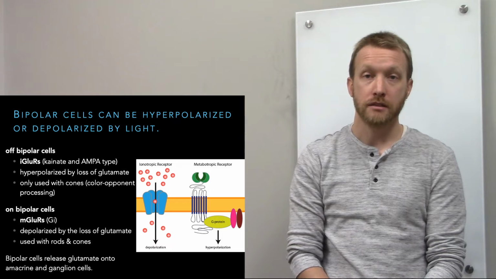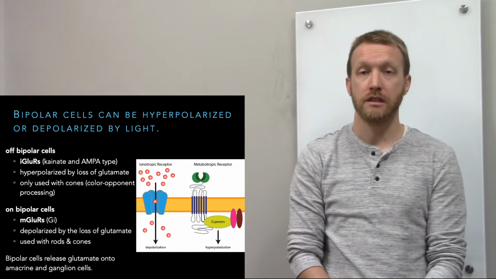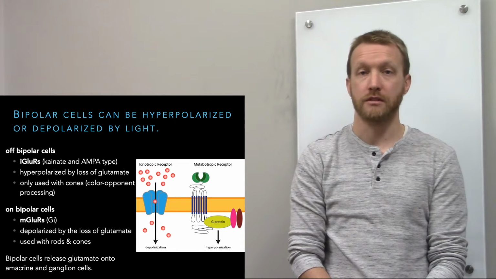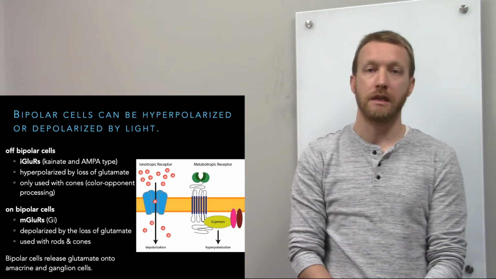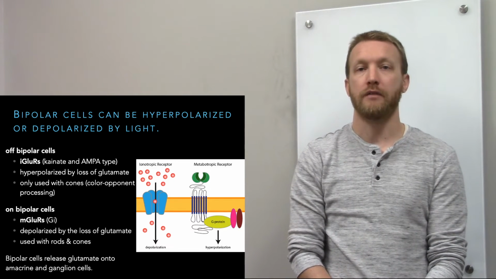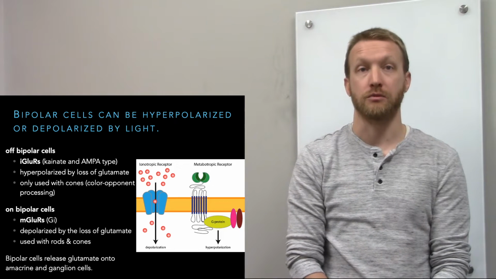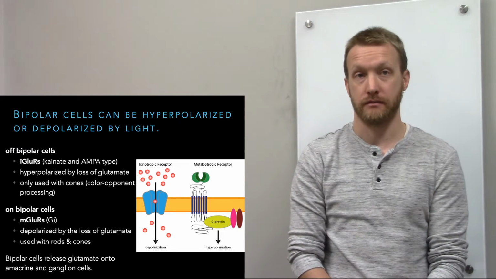So when glutamate binds, positive charge moves into the cell. Bipolar cells depolarize. Of course, when light hits the photoreceptor, it doesn't spit out as much glutamate. So we don't have as much of a cation conductance. Thus, we're not as depolarized.